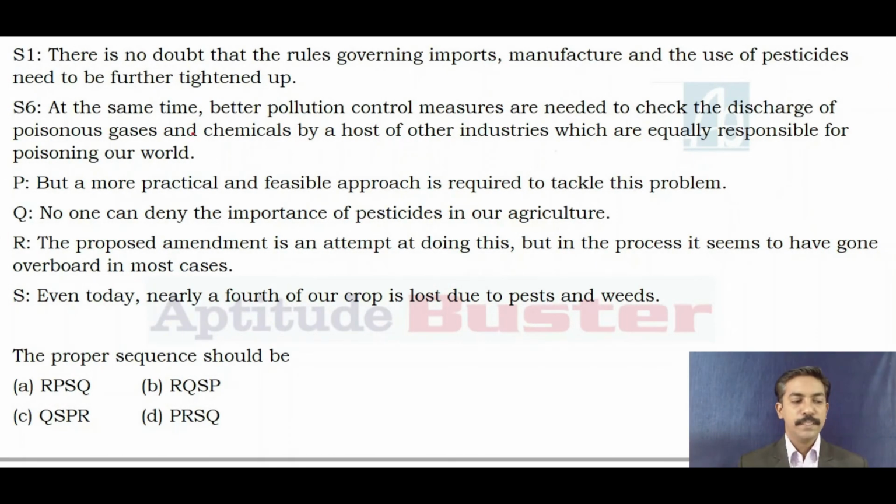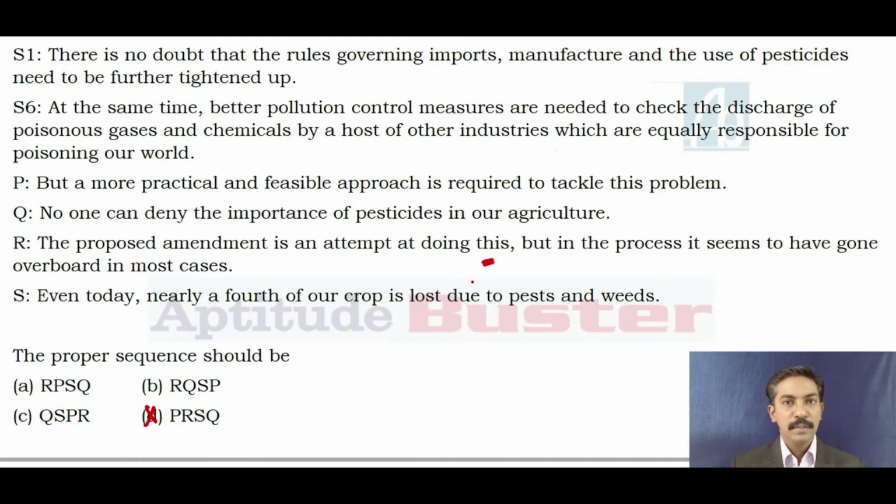Look at this question. The first sentence says there is no doubt the rules governing imports, manufacture and the use of pesticides need to be further tightened up. So the meaning of the first sentence emphasizes that the use of pesticides needs to be tightened up. What could be the next sentence? It can't be "but a more practical and feasible approach." You can eliminate the answer choice beginning with P. Check it with Q, because you have two options beginning with that. Let's go a bit later. Q: No one can deny the importance of pesticides in our agriculture. And R says the proposed amendment is an attempt at doing this.